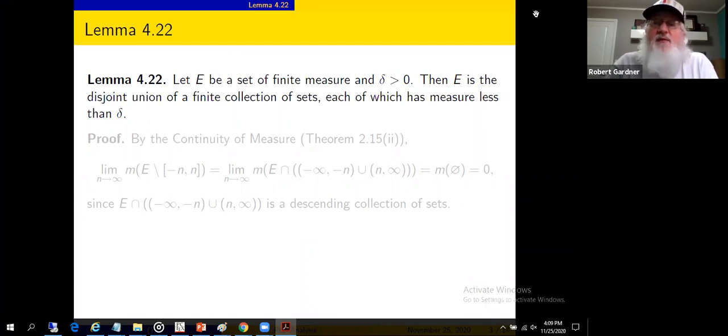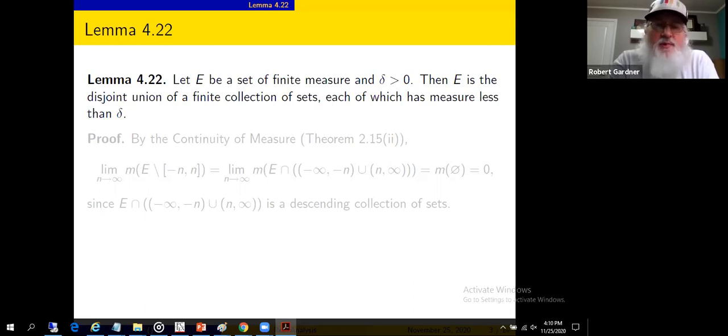for E a set of finite measure, we'll have a lot of that finite measure stuff in this section, and a given delta greater than 0, E is the disjoint union of a finite collection of sets, each of which has measure less than delta. So if you've got a set of finite measure, you can partition it into little measure pieces.